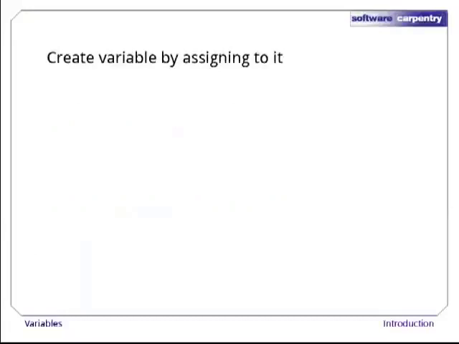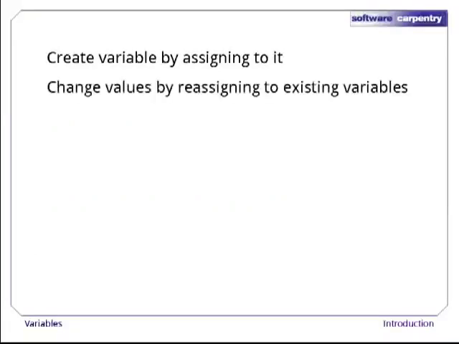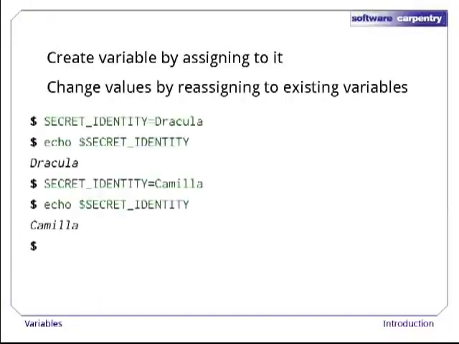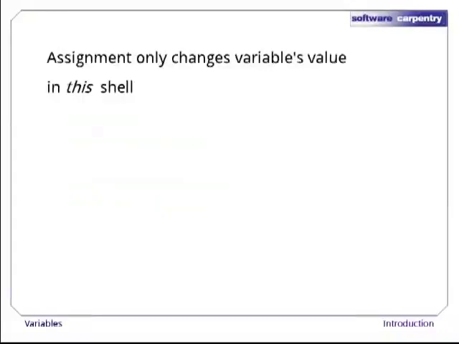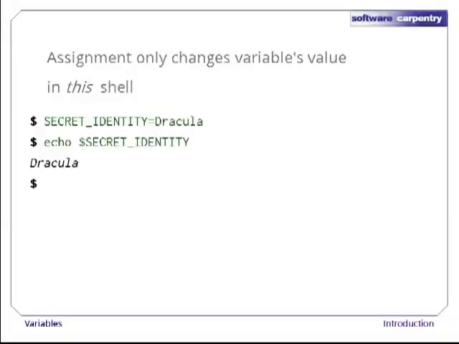Creating a variable is easy. Just assign a value to a name using equals. Changing a value is equally easy. Just assign a new one. Here, we set our secret identity to be Dracula, check it, change it to Camila, and check again. It's important to note, though, that assignment only changes a variable's value in the current shell, not in any other shells that are currently running, or in any shells that are started later. Let's go back and set our secret identity once again.